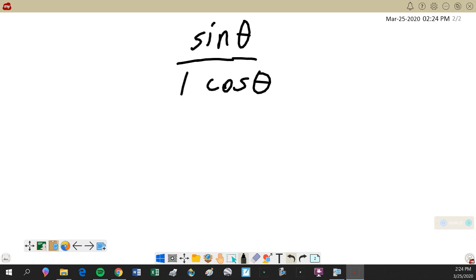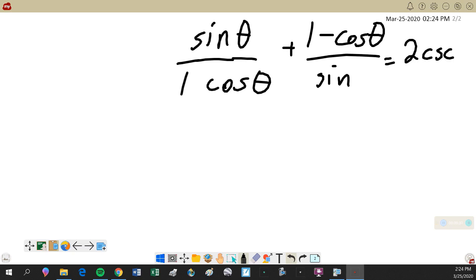All right, hi guys. Somebody asked if I would do number 17 on the worksheet, the verifying trig identities, and really these can be really difficult until you see the trick. So 17: sine of theta over 1 minus the cosine of theta plus 1 minus the cosine of theta over sine equals 2 cosecant of theta.